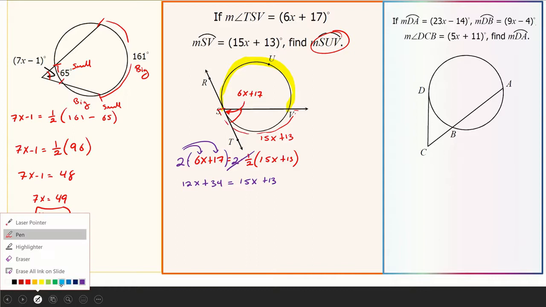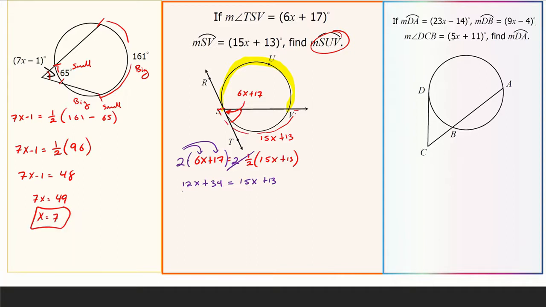And so from here, all we're trying to do is eventually solve for x, right? So the next step is subtract 12x from both sides, and we're going to go ahead and subtract 13 from both sides, and that's going to leave us with, on the left side we have 21, on the right side we have 3x. Divide both sides by 3, and we get x to be 7. Once we know that x is equal to 7, then we simply substitute it back in for x to get the arc measure of SV, so that we can subtract that arc measure from 360 and get our answer.